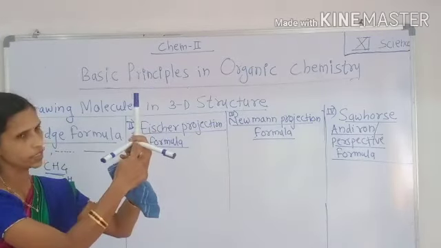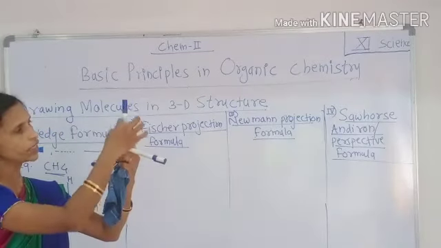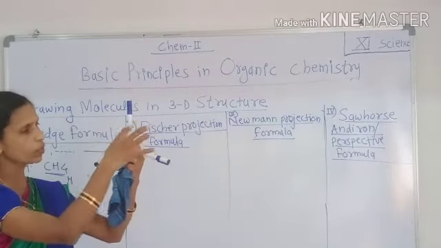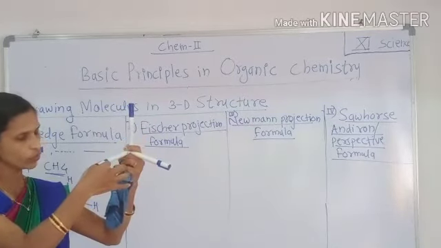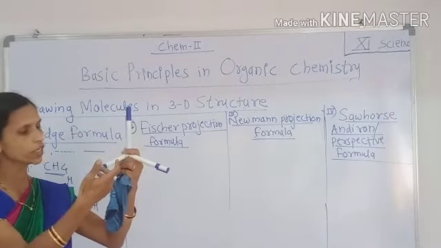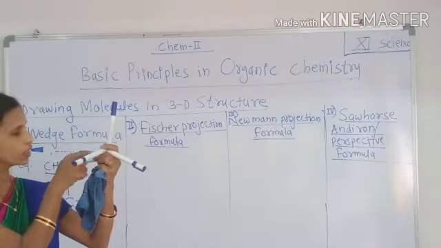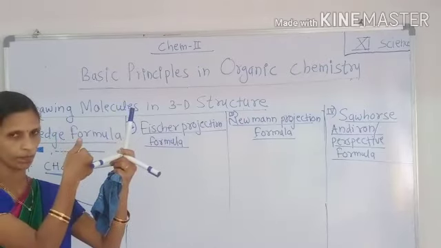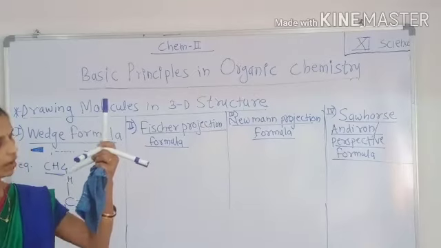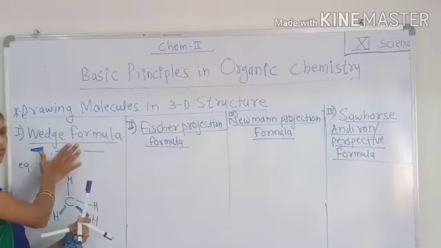At the center, carbon is there. These 2 bonds which are shown by normal lines are on the paper, that means here H and H are also on the paper, and this CH bond which is represented by solid wedge is projecting towards the reader. The fourth CH bond is at the backside of the paper. That means the methane molecule has tetrahedral geometry, which is represented on the paper using wedge formula.